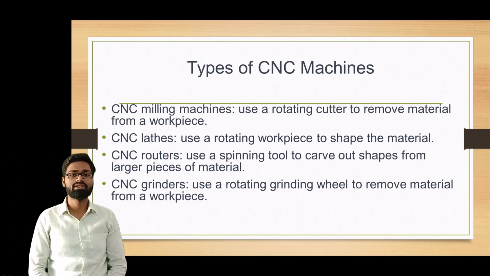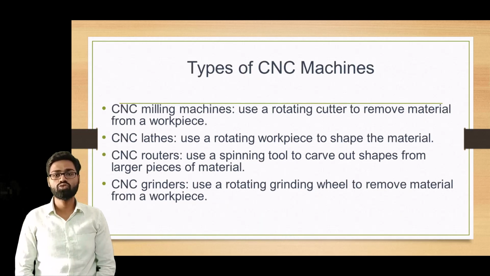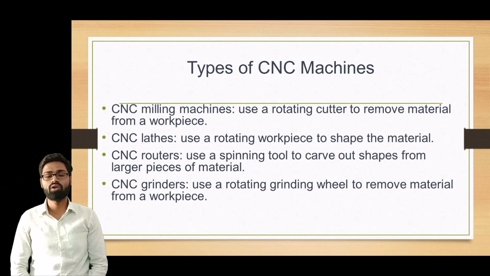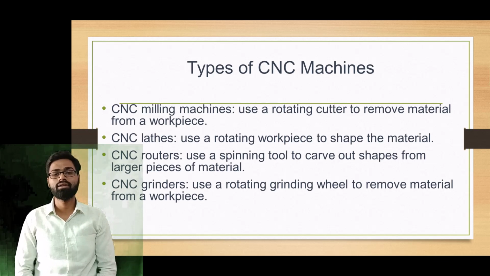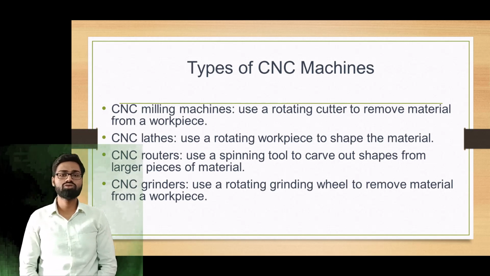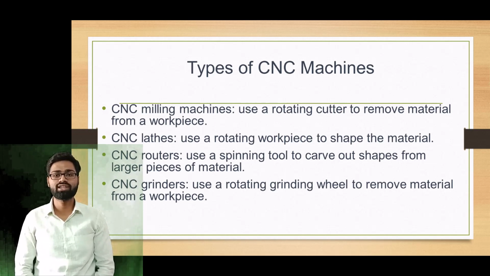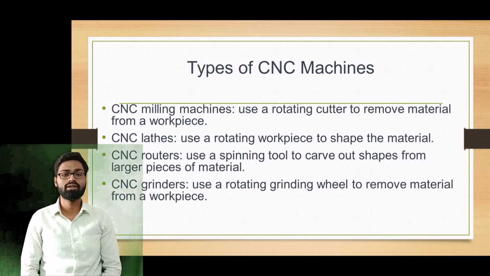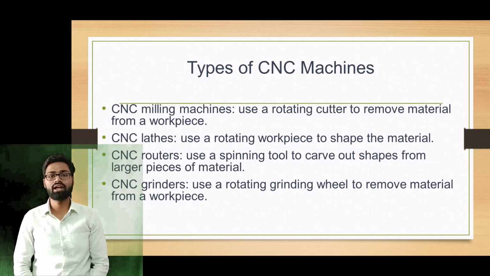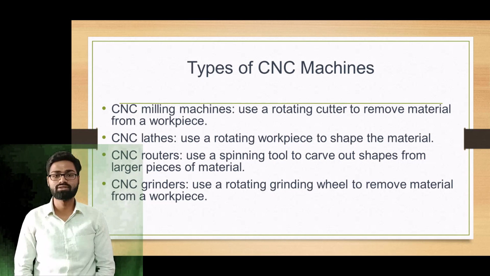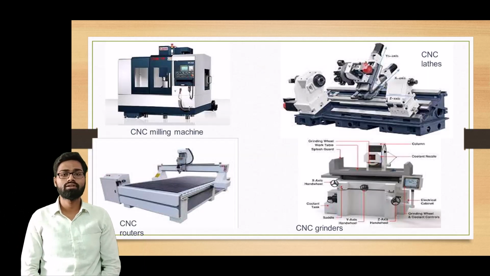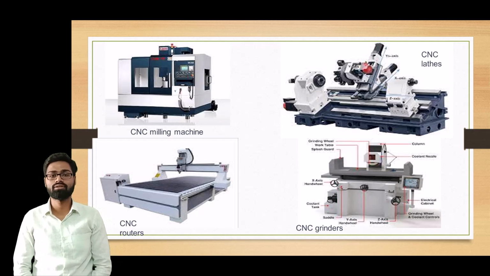Types of CNC machines. CNC mills use a rotating cutter to remove material from a workpiece. CNC lathes use a rotating workpiece to shape the material. CNC routers use a spinning tool to carve out shapes from a larger piece of material. CNC grinders use a rotating grinding wheel to remove material from a workpiece. These are the types of CNC machine: CNC milling, CNC lathes, CNC router.